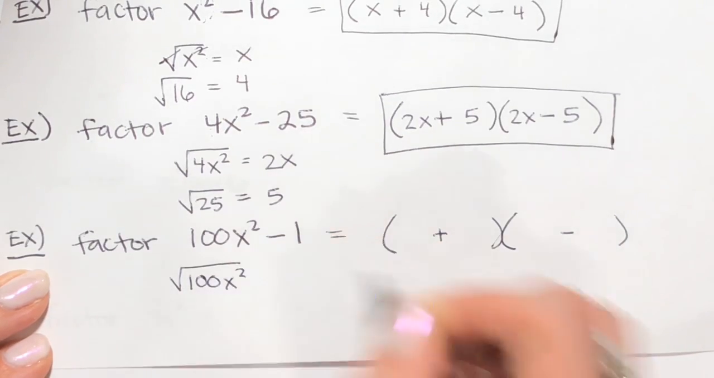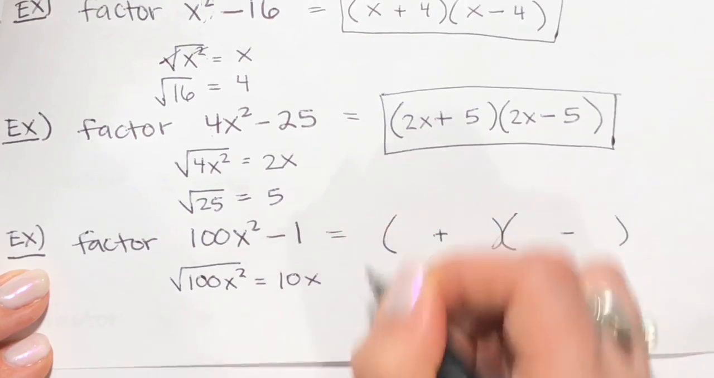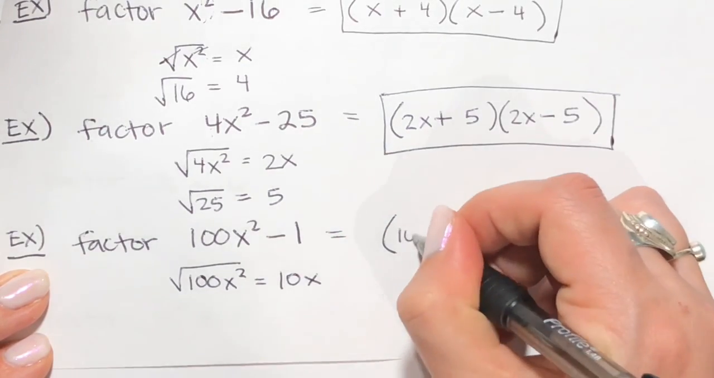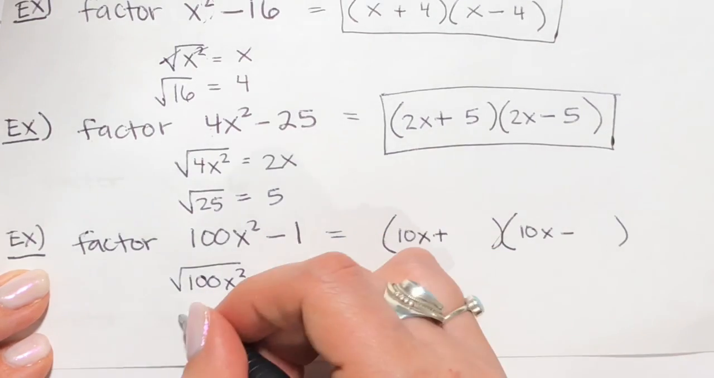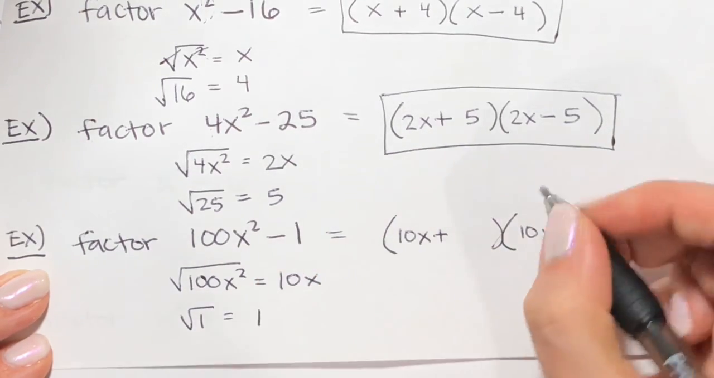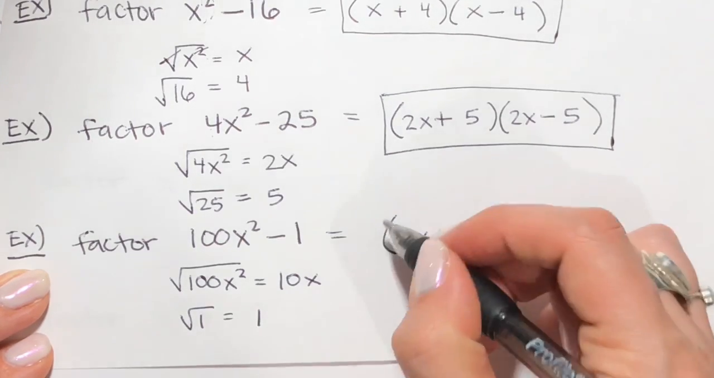So the square root of 100x squared will be 10x. That's going to go in the front. And then the square root of 1 is just 1. That's going to go in the back. So we get 10x plus 1, 10x minus 1, and you're done.